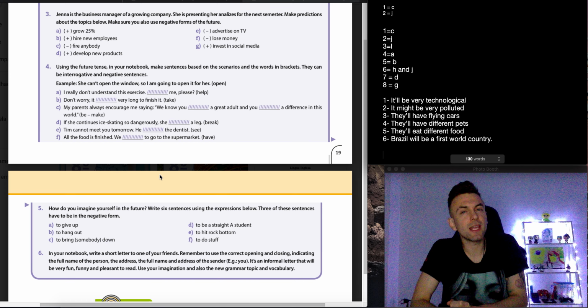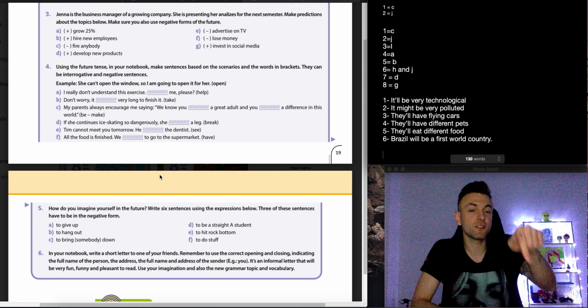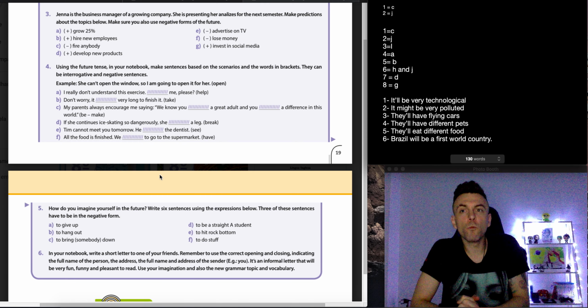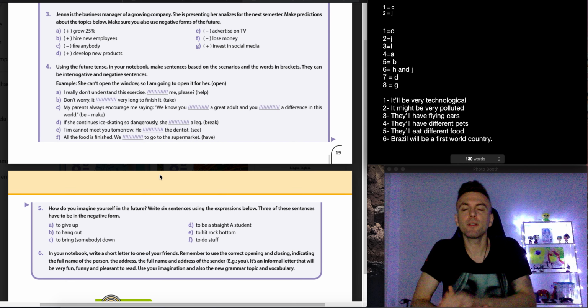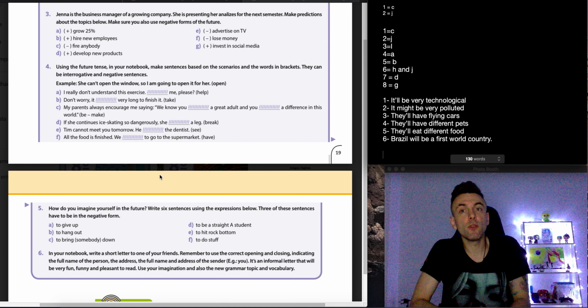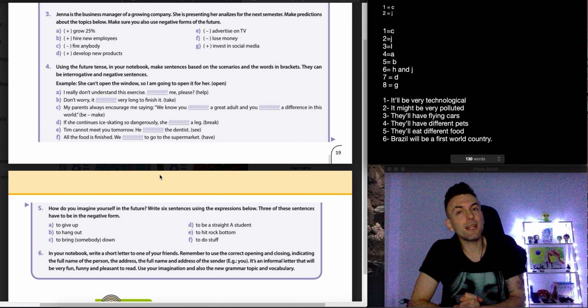Can you help me, please? Can you help me? Você pode me ajudar? Don't worry. It can take very long time to finish it. Pode demorar. It can take very long time to finish. Let us see, my parents always encourage me saying, we know you can be a great adult if you make a difference in this world. You can be a great adult if you make a difference in the world.